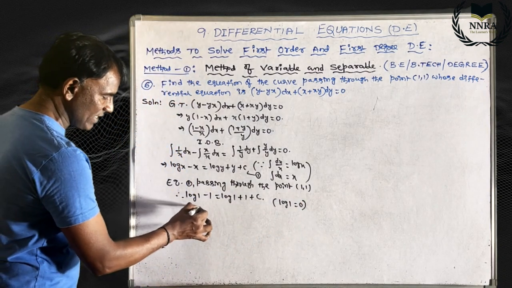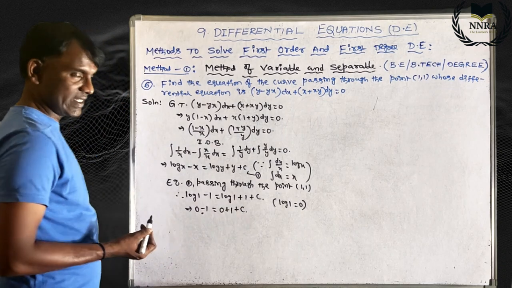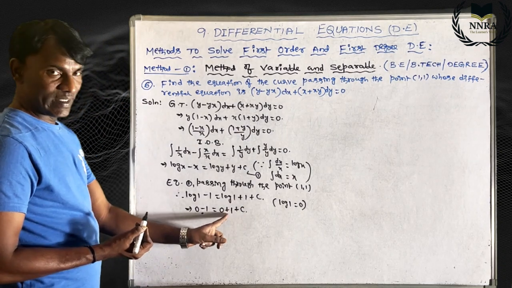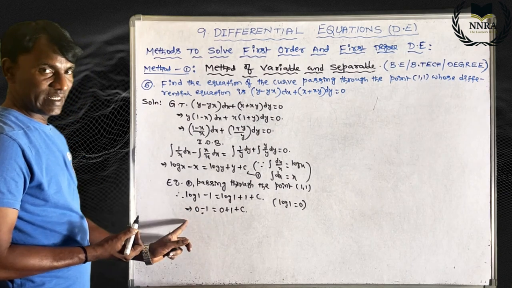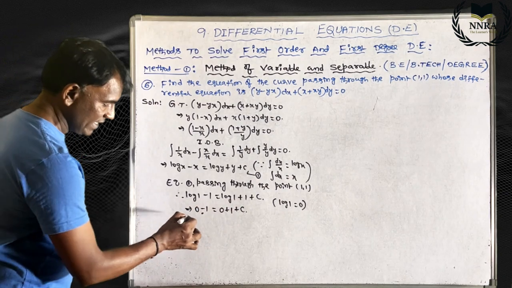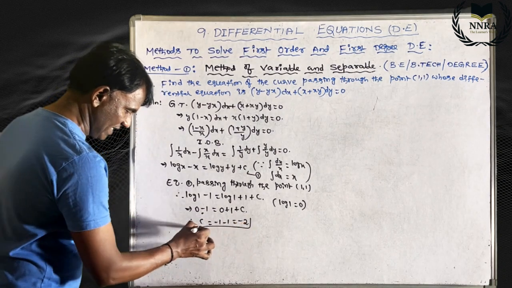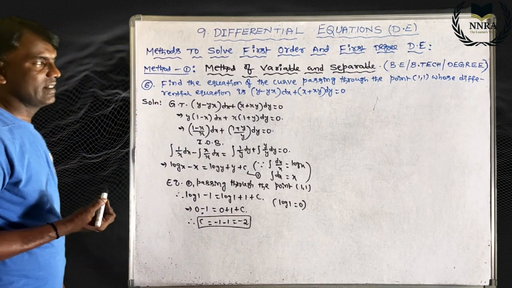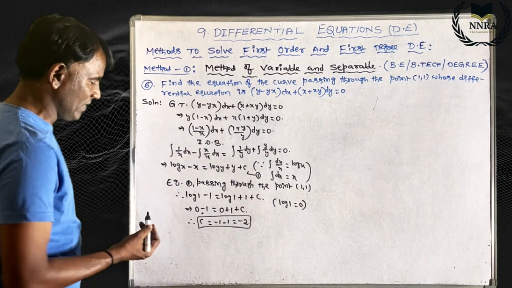So the left hand side value is 0 minus 1. It is 0 plus 1 plus constant. 0 plus 1 is 1. And here it is minus 1. In the next step, write plus 1 this side. Why? Because we want the c value. Therefore, c equal to 1 minus 1, which is minus 2. Clear? Now, substitute the c value in equation number 1.